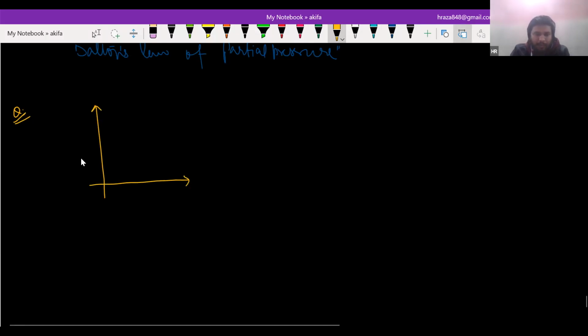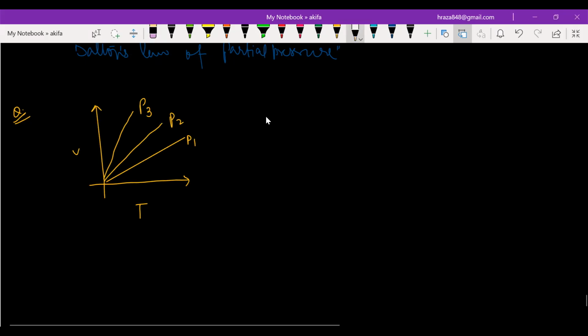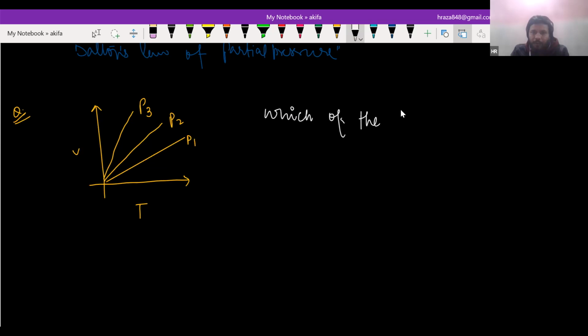It's a graph between volume versus temperature, and it is given like this: P1, P2, P3. Now, which of the following is correct? Basically, it is a relationship between P1, P2, P3. We need to find it.